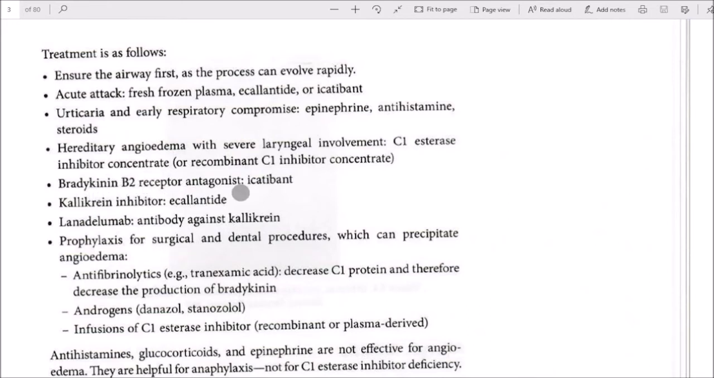Bradykinin B2 receptor antagonist, icatibant. Kallikrein inhibitor, ecallantide. Lanadelumab, antibody against kallikrein. Prophylaxis for cervical and dental procedures which can precipitate angioedema: antifibrinolytics, tranexamic acid, which increase C1 protein and therefore decrease the production of bradykinin. Androgen, stanozolol, infusion of C1 esterase inhibitor, recombinant or plasma derived.